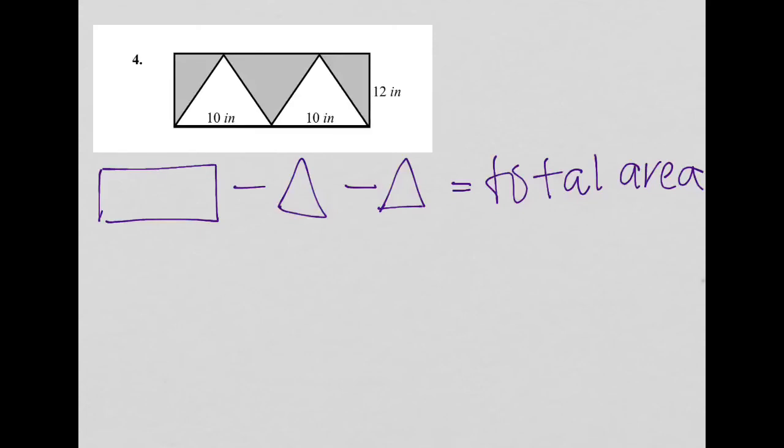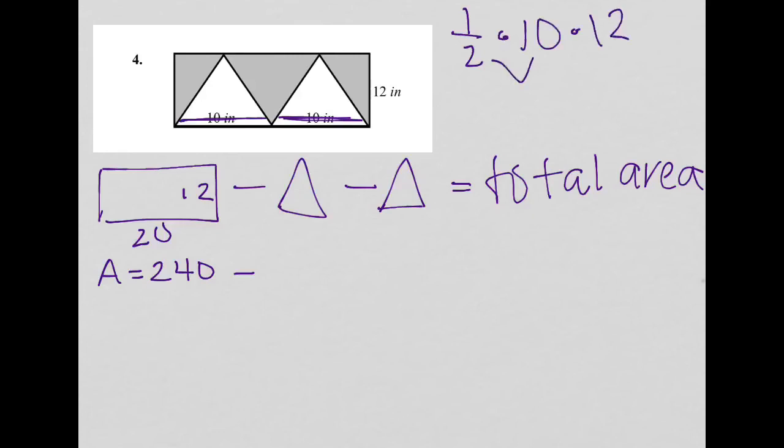So the big rectangle, if this piece is 10 and this piece is 10, that tells me that the whole length of the rectangle is 20 with a height or a width of 12. So I would just do 20 times 12, and that would give me an area of 240. Now I have to do a little bit of math to find the triangles. Now luckily the triangles are the same size, so I don't have to do it more than once. So I'm going to do 1/2 times the base of 10 times the height of 12. So this would be 5 times 12, which would give me 60.